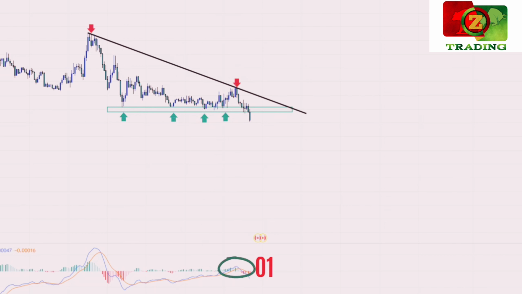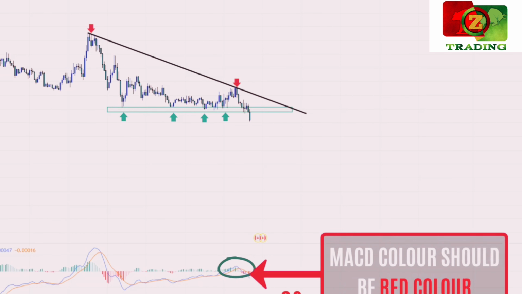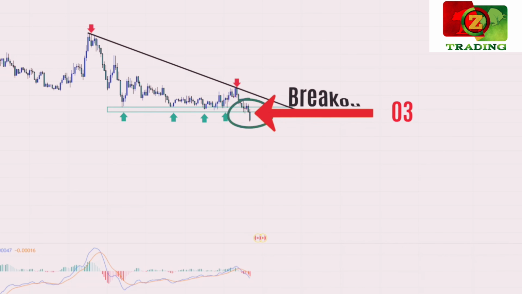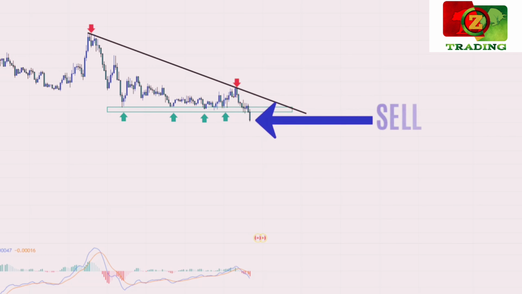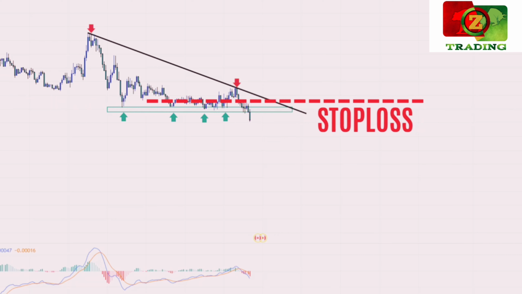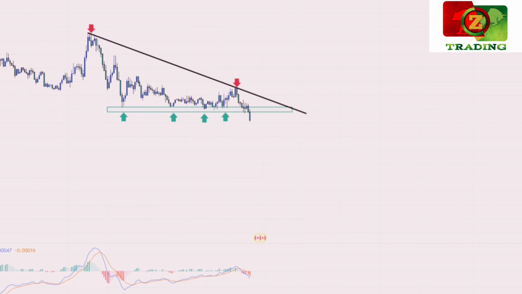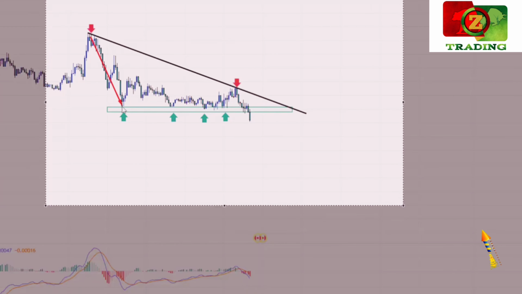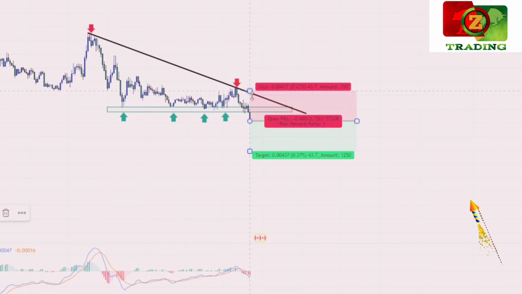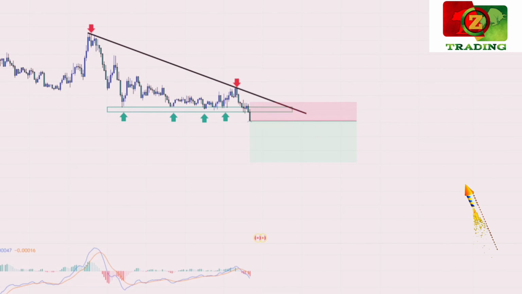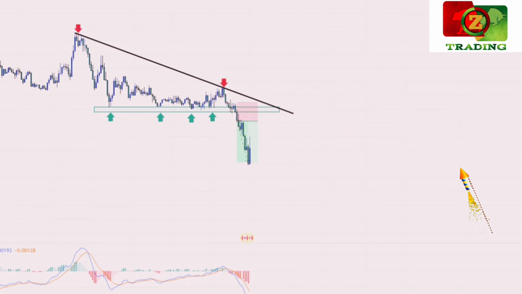MACD line is crossing each other and here MACD color is red. The bearish engulfing candle has broken the support area. We have got 3 confirmations. We will take sell trade. We will place a stop loss at the high of the candle. We won this trade.